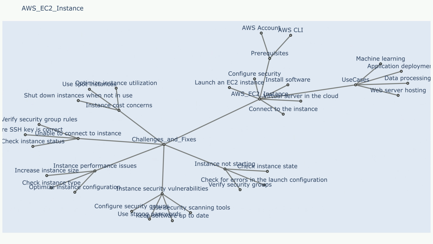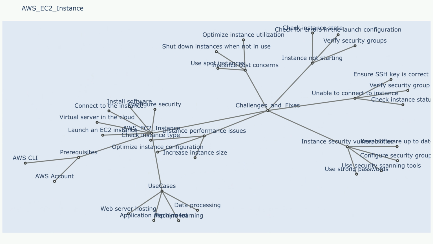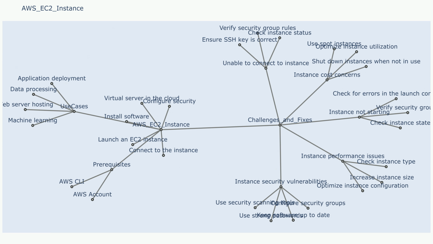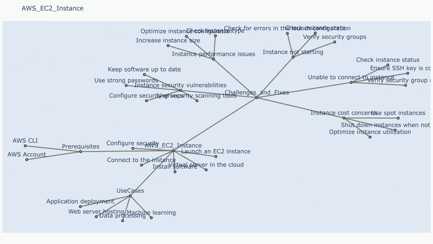Verify security groups. Ensure that the security group associated with the instance allows inbound traffic on the port used for starting the instance, typically port 22 for SSH. Check for errors in the launch configuration. Review the launch configuration for any errors, such as incorrect AMI selection, insufficient storage, or missing security groups.